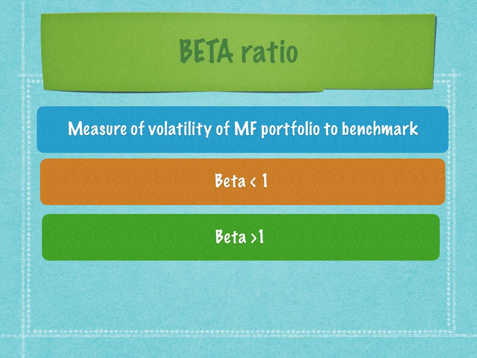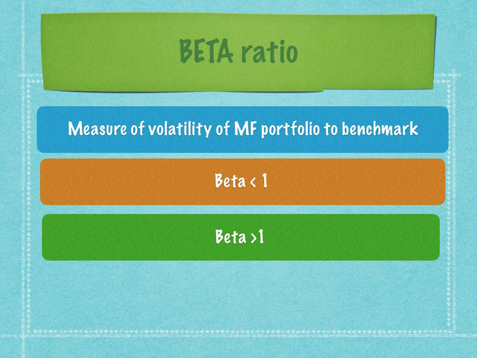If beta is greater than 1, then it implies that the volatility of that specific mutual fund is higher compared to the benchmark. The more volatile an asset, generally speaking, the more risky it is. That means the impact of the price movements is much higher on a stock which has got a beta greater than 1 than on a stock which has got a beta lesser than 1.